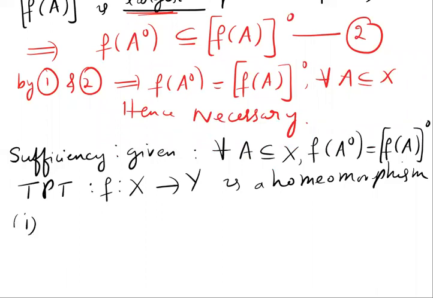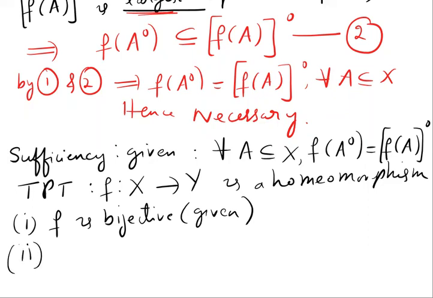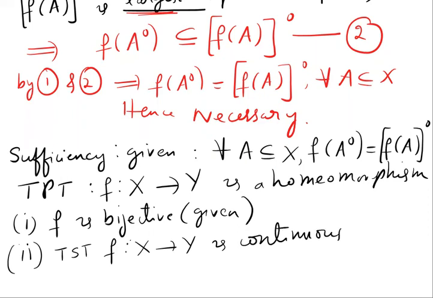Number 1, is it bijective? Clearly F is bijective, because it is given. I'll write within the brackets, it is given. The statement is about a bijective function F, so F is bijective, already given. Second, to prove that F from X to Y is continuous.